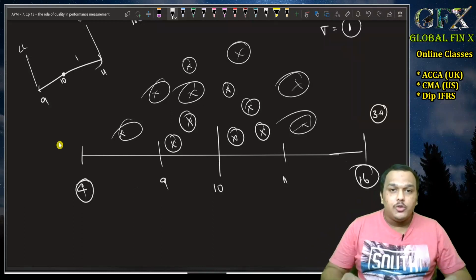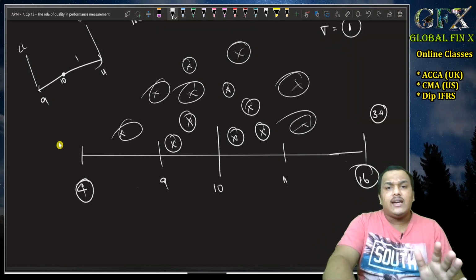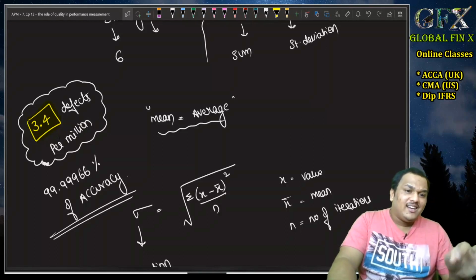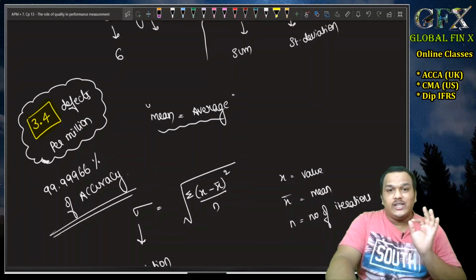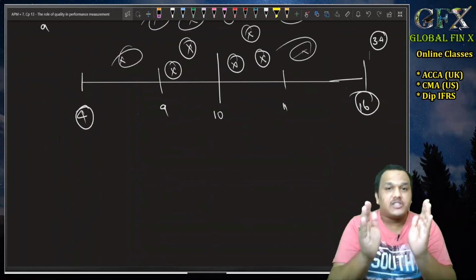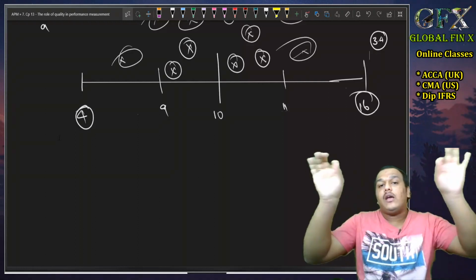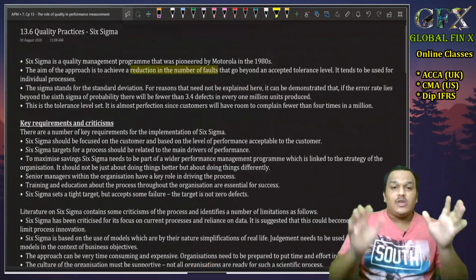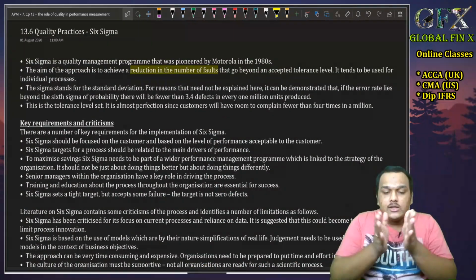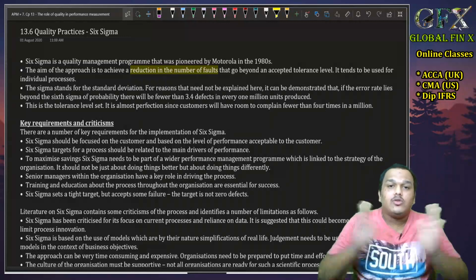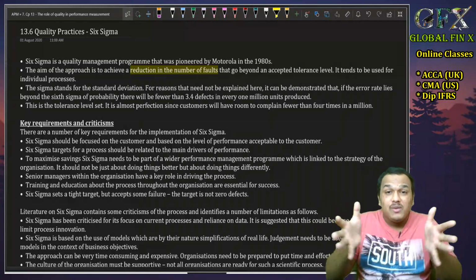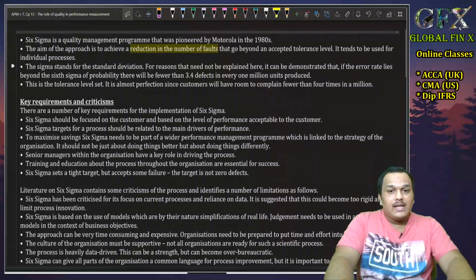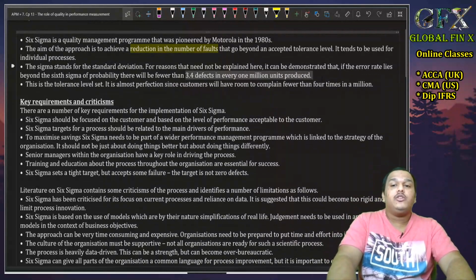So if I produce 1 million units, 999,996.6 units will be within the range of 4 and 16. Only 3.4 units will be outside the range of 16 or 4, either on the lower side or the upper side. Understood that? In another way, it tries to bring your per unit cost very close to the average cost. So the number of defects or deviations from the original process will be reduced to a very tolerable level of 3.4 out of 1 million, fewer than 3.4 defects in every 1 million units produced.